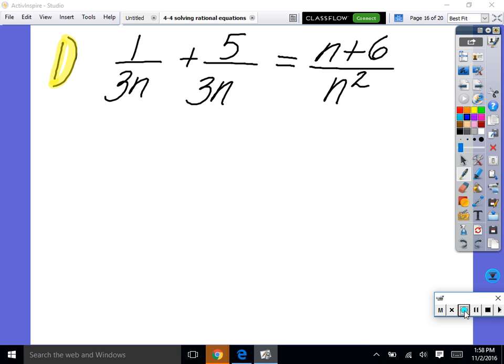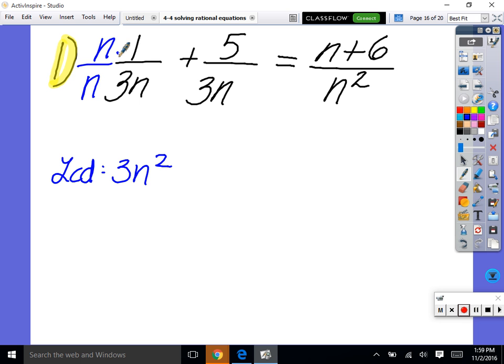Let's go through it. We say, okay, we're solving an equation that's rational, so we need a common denominator. So what's the least common denominator? 3n definitely has to be there, right? Yeah. 3n taken care of. N squared. Isn't that only 1n? So don't we need another n? 3n squared. How do we make this piece 3n squared? Multiply by n over n.